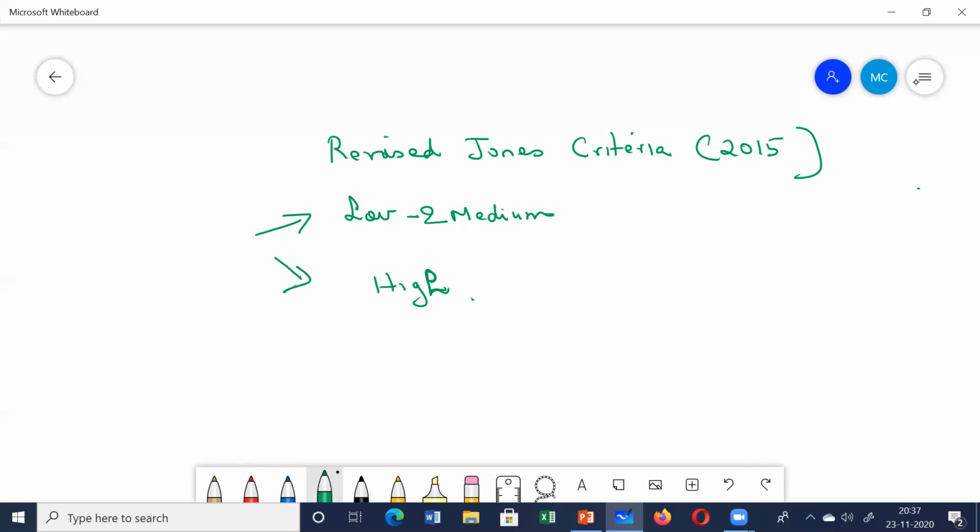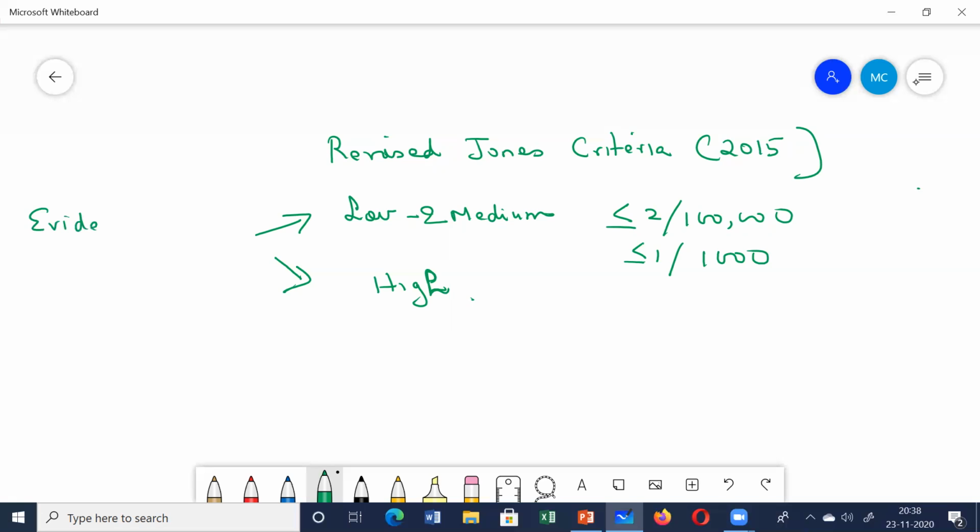And the diagnosis first, in the low risk population, is one in which the cases of acute rheumatic fever occur in less than 2 per 1 lakh school age children, or rheumatic heart disease is diagnosed in less than 1 per 1,000 patients at any age during 1 year. And in these low risk patients, the diagnosis of the first episode of rheumatic fever requires evidence of the same thing as I told you in Jones criteria.